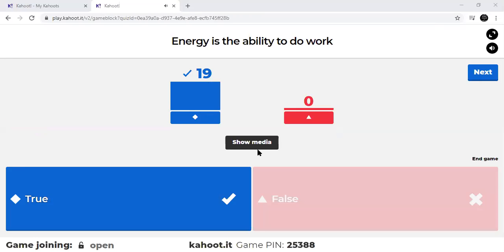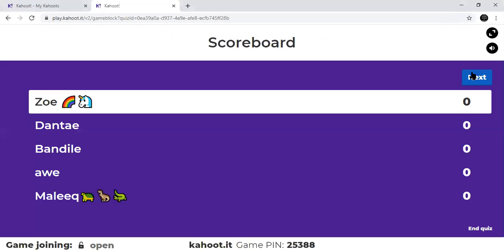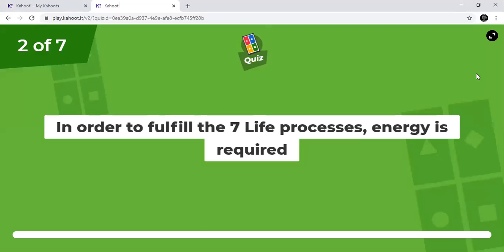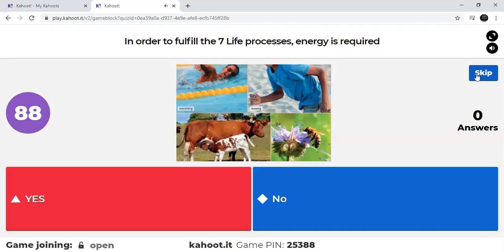Okay, so it seems like it left someone out, but most of you guys got it correct. Beautiful. All right. Next question. Leading the scoreboard, we have Zoe, Dante, Bandile, Awe, and Malik. So I think most of them are 60 seconds. The quicker you answer, guys, then it'll cut off. This one is 90.